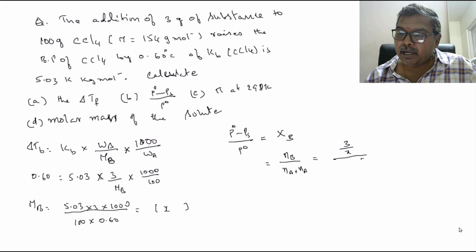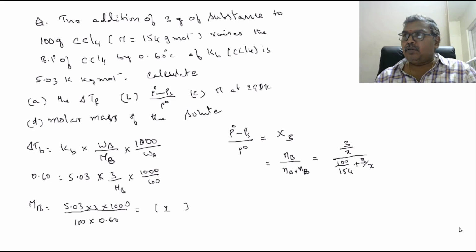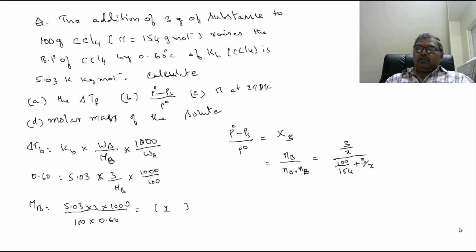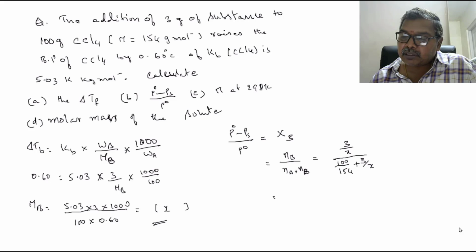Next, 3 by x plus number of moles of solvent, weight of the solvent 100 by molecular weight of the solvent 154. Okay. So here you calculate the x value and substitute here, then you will get the relative lowering of vapor pressure. Second question.